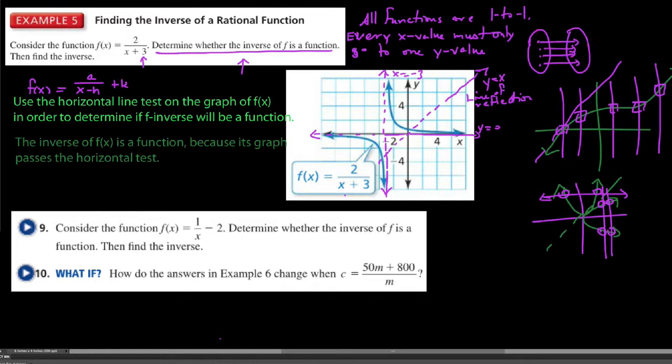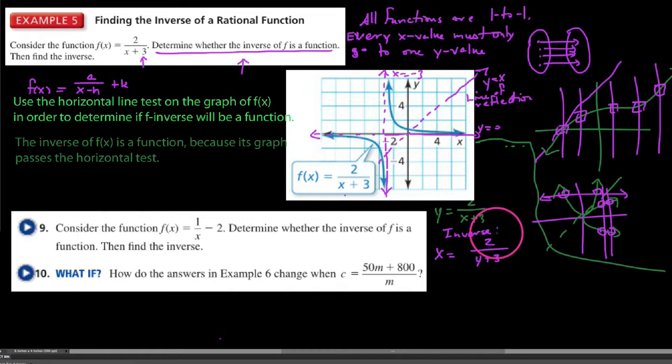So the way this is going to work here, and I'm running out of room, is that we have our initial function. I'm going to write it as, instead of f of x equals, y equals 2 over x plus 3. And the very first thing we're going to do here is switch colors. Why? Because the moment I switch my x's with my y's, this is the inverse function.